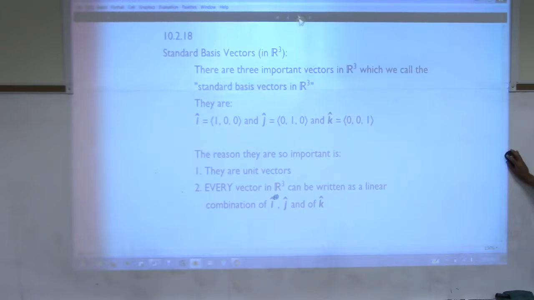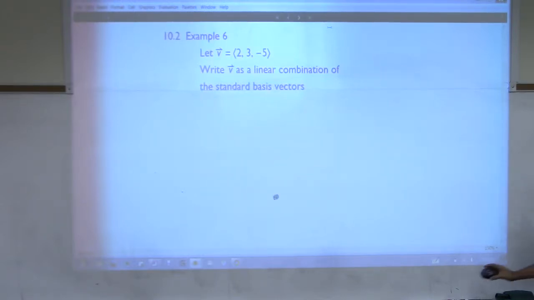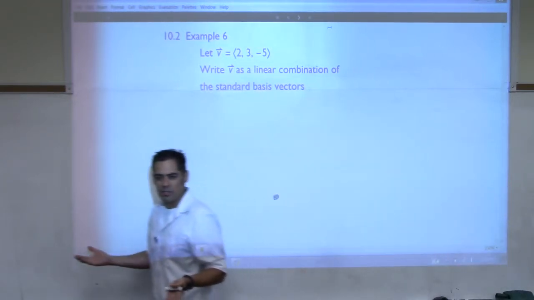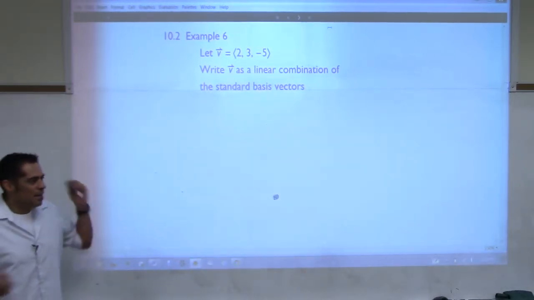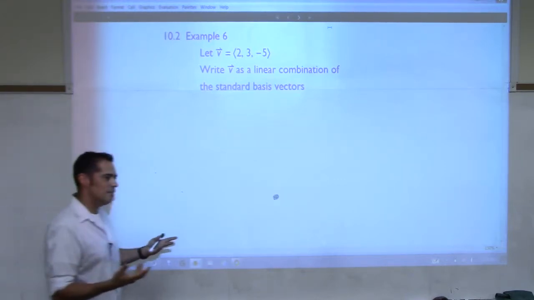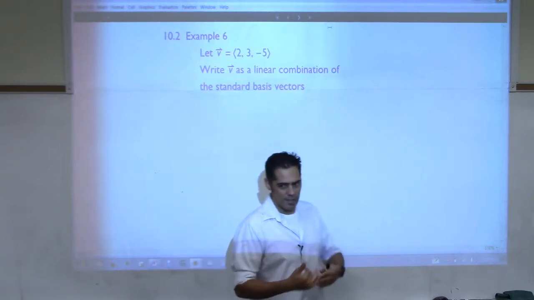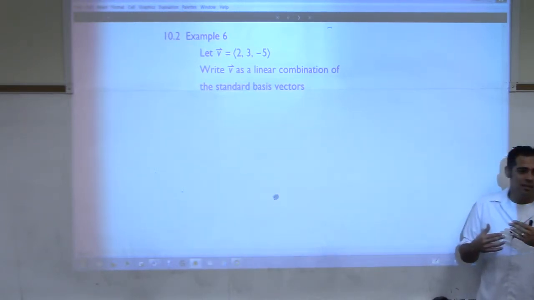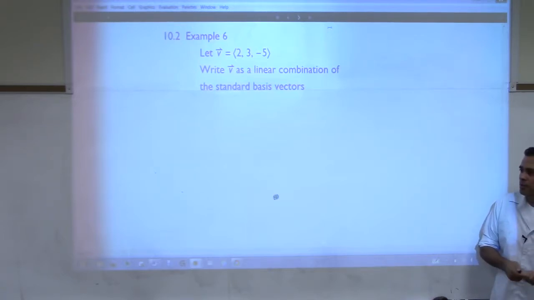Now, I am not a fan, just personally, I just don't use i hat, j hat, k hat that much. I don't like to use it. I think mathematicians are less into the i hat, j hat, k hat thing than engineering and physics. So please understand that in this class, when you're not seeing it a lot, it's just by choice.